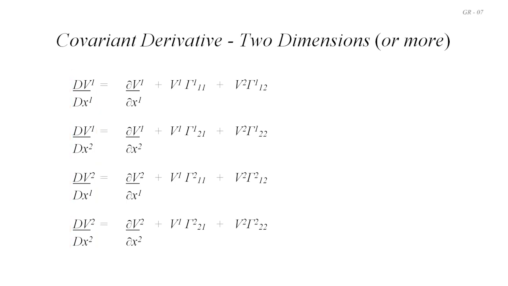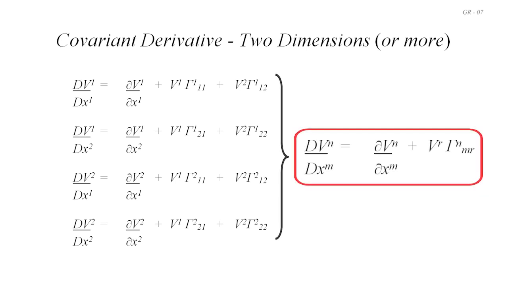We will go through but not prove what these terms look like in a minute, but before we do, you should realize that these four equations for the covariant derivative of the contravariant components of the vector can be further simplified using the Einstein Summation convention. Working backwards to that convention means that we can write these four equations into one equation like this.